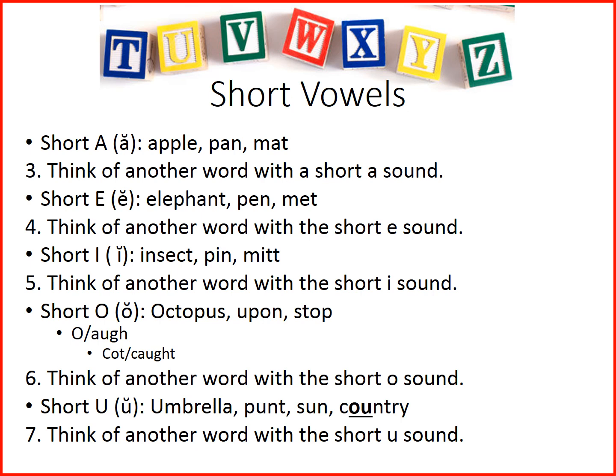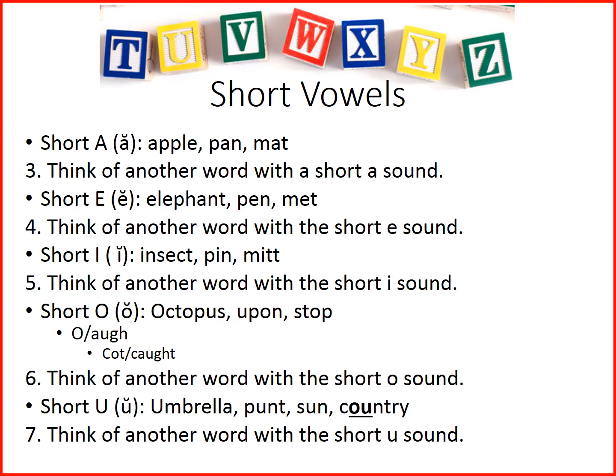Then we have the short O sound, as in octopus, upon, stop. In octopus, think of the first O. So again, because I have a Western dialect, I don't really hear the difference between ah and aw. I don't pronounce it differently typically. But there is a distinction between those sounds.